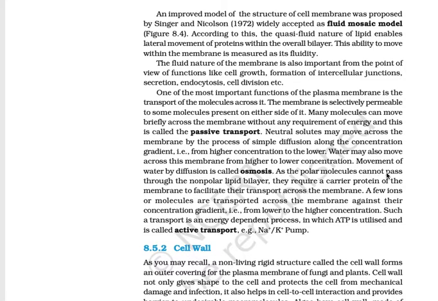As the polar molecules cannot pass through the non-polar lipid bilayer, they require a carrier protein of the membrane to facilitate their transport across the membrane. A few ions or molecules are transported across the membrane against their concentration gradient, that is, from lower to higher concentration. Such a transport is an energy dependent process in which ATP is utilized and is called active transport. Example, sodium potassium pump.